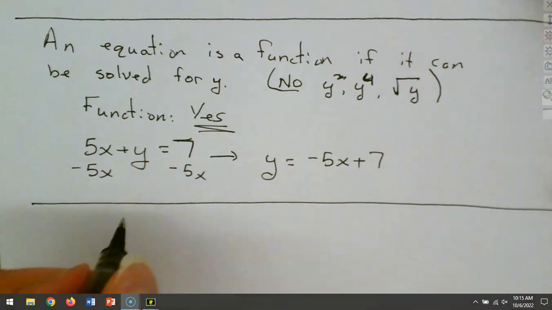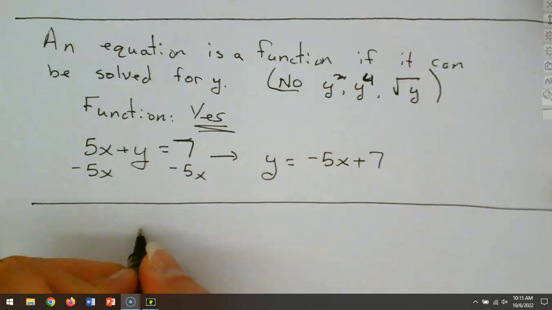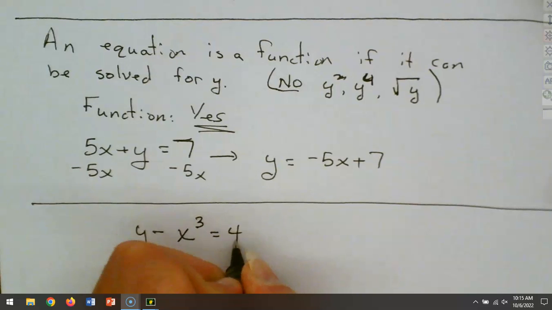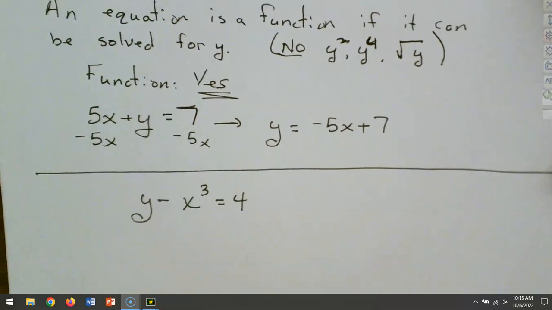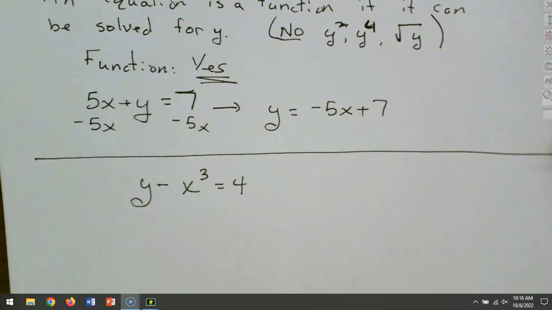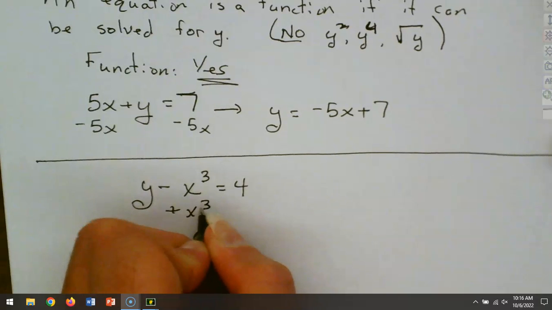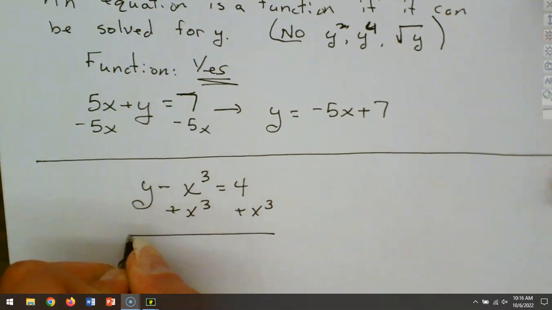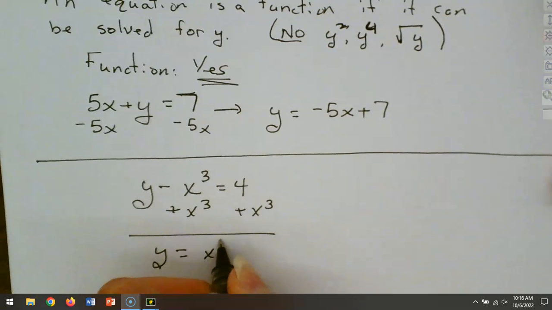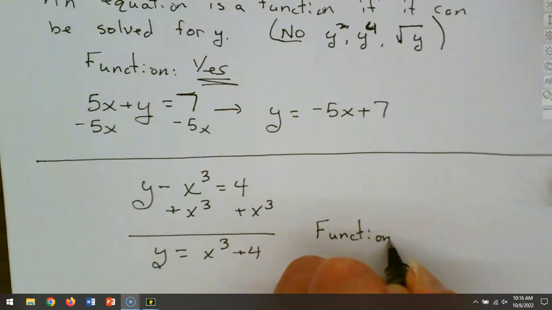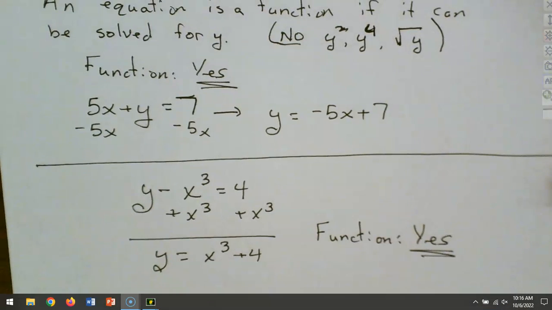What about this one? Would this one be a function? Yes or no? It would be, wouldn't it? Why? Because can I move that x cubed over? Yep, you can. You got y by itself, and so it has been solved for y, so this is a function. All you have to do is solve it for y.